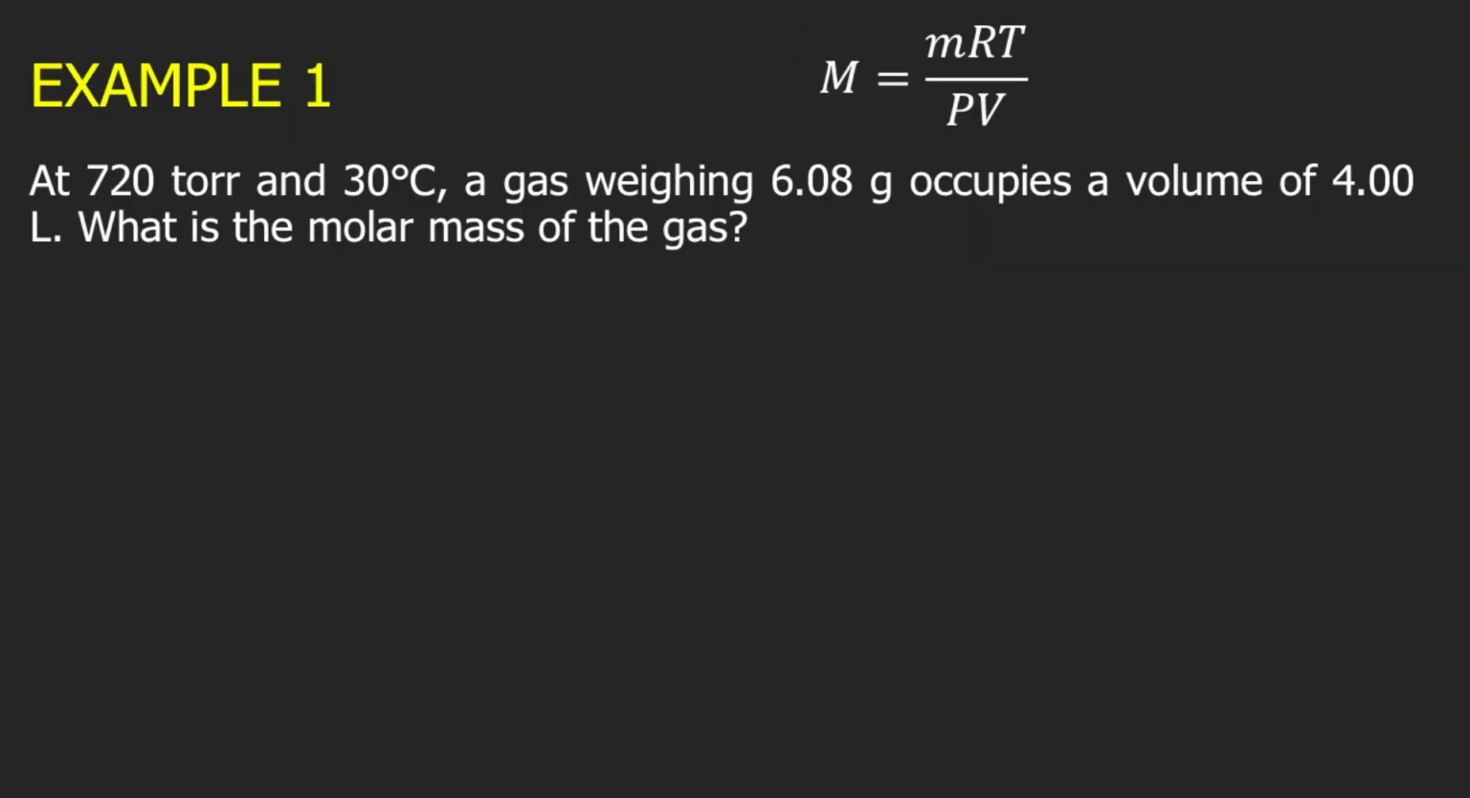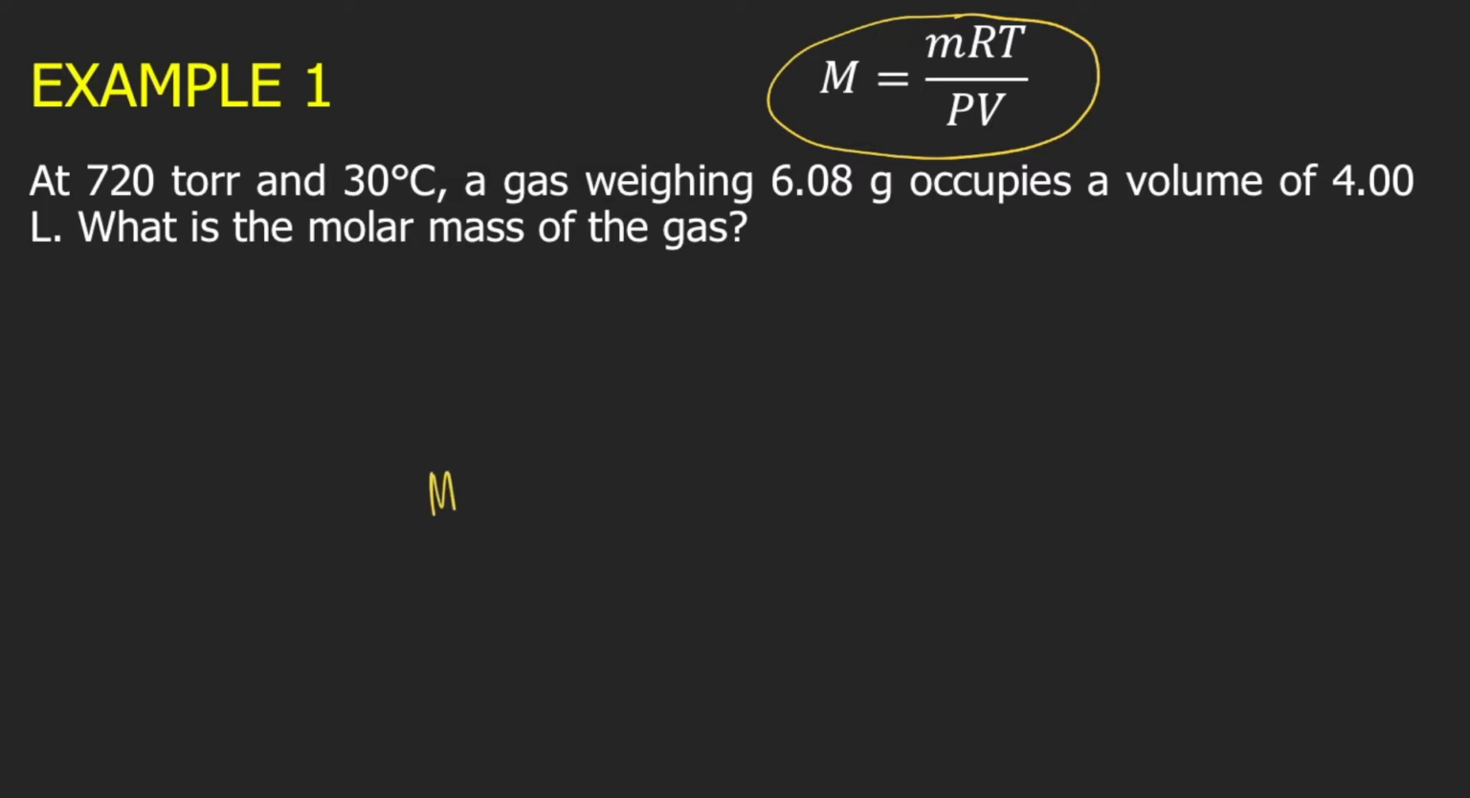So for example 1, at 720 torr and 30 degrees Celsius, a gas weighing 6.08 grams occupies a volume of 4.00 liters. What is the molar mass of the gas? If we assume ideal conditions, we will be using the formula we just learned, which is M equals mass times RT divided by PV. Now let's substitute the values.